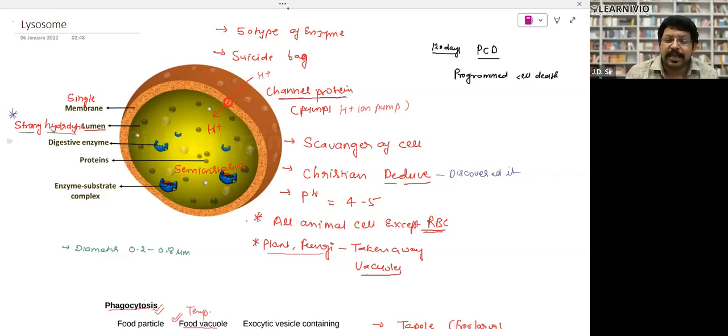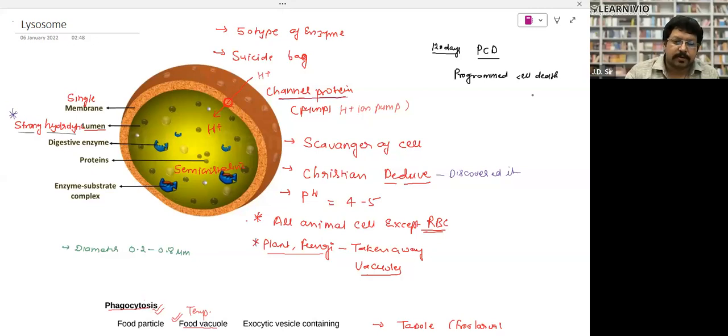Basically, if any cell organelle becomes old or dies, they clean the cell and they eat and digest those cell organelles like mitochondria, chloroplast, and all that. If any cell organelle dies, they eat and clean the cell. That's why they are called scavenger of the cell. They were discovered by Christian de Duve, right?